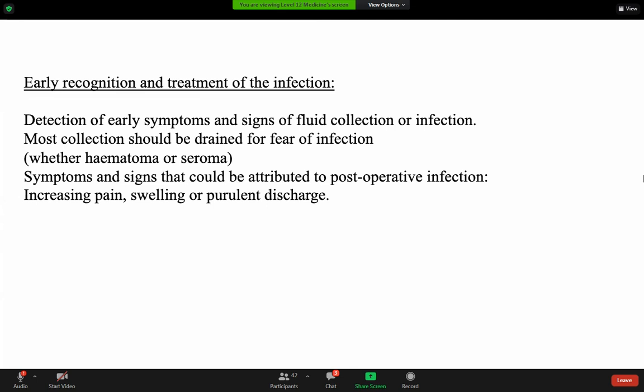Early recognition and treatment of the infection, detection of early symptoms and sign of fluid collection or infection. Most collection should be drained for fear of infection. Okay, symptoms and signs that could be attributed to post-operative infection like what? Pain, swelling, or pus discharge. طبعا احنا لما يصير عندنا seroma for example, big seroma, it's better to drain to prevent infection. Big hematoma as well, sometimes you just drain it to prevent infection لأنه يصير عندك good media or environment for infection.